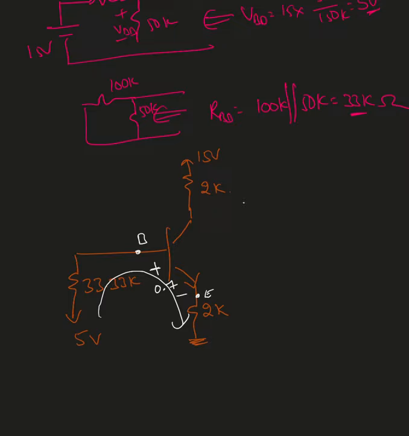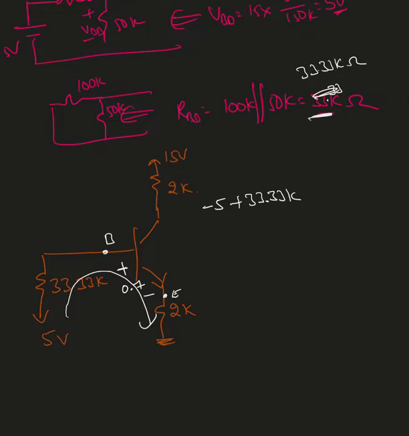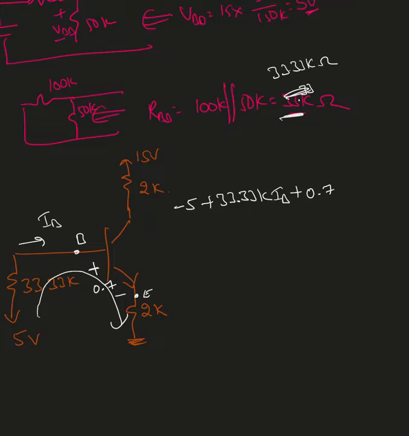So I'm going to write down the KVL equation. -5 plus 33.33k. It is 33.33k, I forgot to put the 0.33 there. So it's 33.33k ohm. So -5 plus 33.33k times IB, the current passing through this must be IB, plus 0.7 plus 2k times IE equals 0.